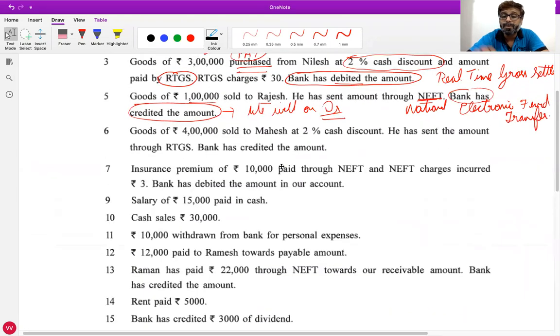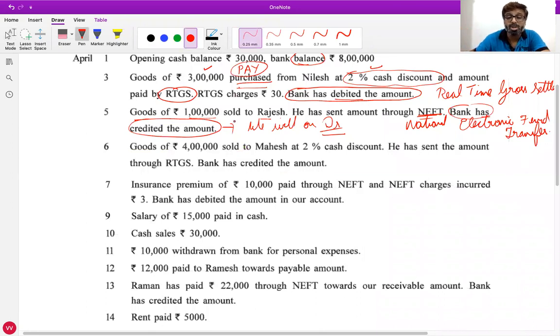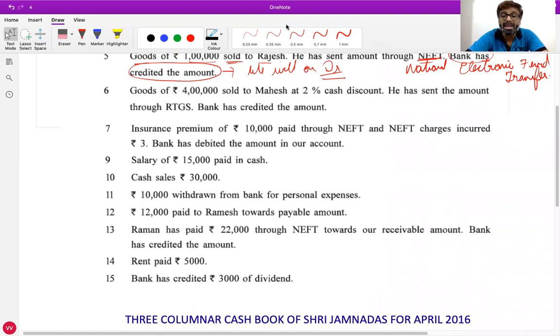Yes. Okay. And otherwise also, sold means we will receive the money, so it will come on the receipt side. Anyone who is not clear with the fifth transaction? Is this shortcut clear to everyone? Credited, debited? Yes, sir. Look at the next one.